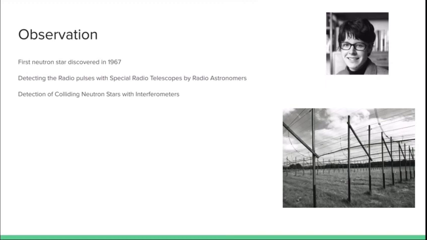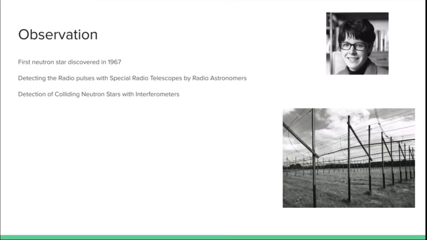Since neutron stars emit electromagnetic radiation from their magnetic poles and are highly magnetized, this enabled astronomers to detect these pulsars, an acronym for pulsating radio source, with radio telescopes, of which today we have detected around 2,500.